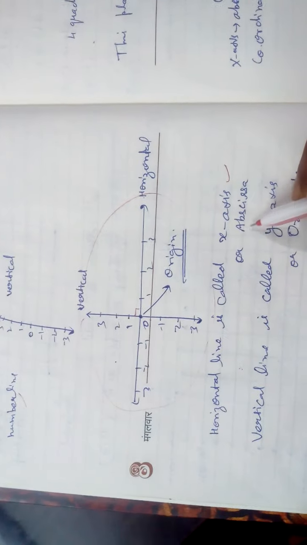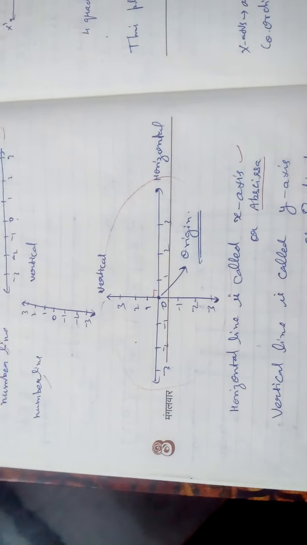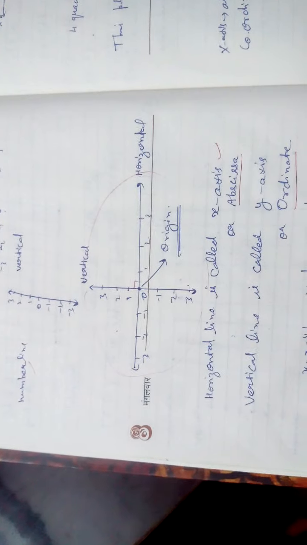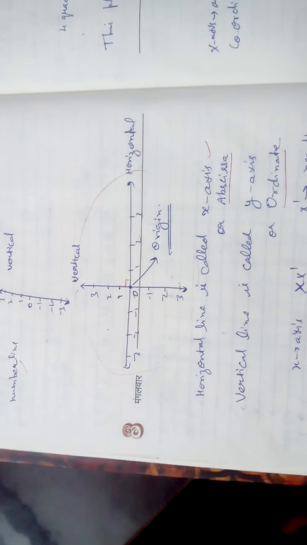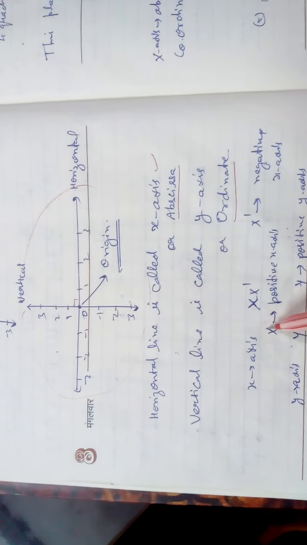So the horizontal line is called the x-axis. Another name for the horizontal line is abscissa. The vertical line is called the y-axis, which is also known as the ordinate. So the x-axis also has positive and negative, and the y-axis also has positive and negative.